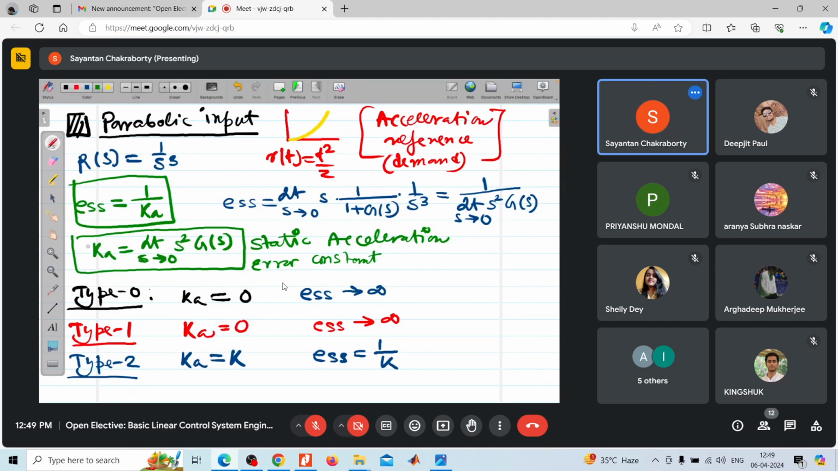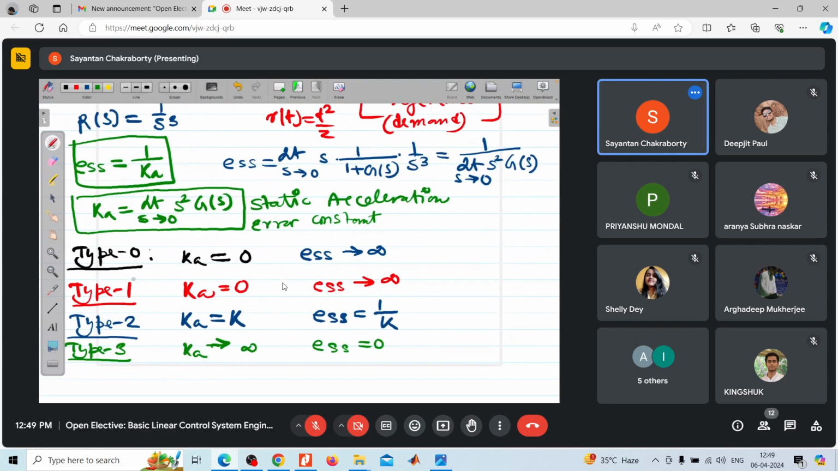And finally, type 3 with gain K. That means there is one more pole in the denominator than the zeros. With s square, there will be an s factor remaining in the denominator, so ESS is zero. And this is obviously true for type 3 or higher. So a type 3 or higher system will be able to follow parabolic input or acceleration demand without any offset.